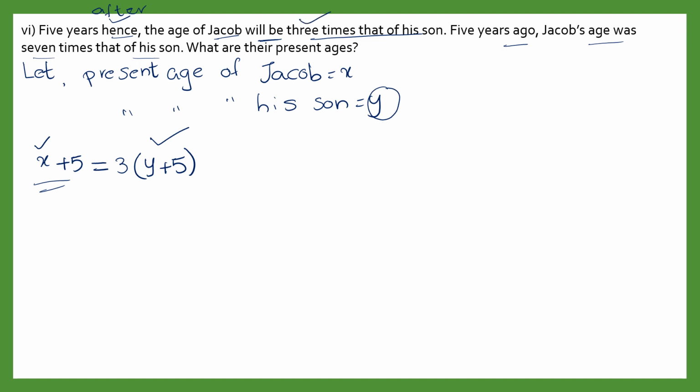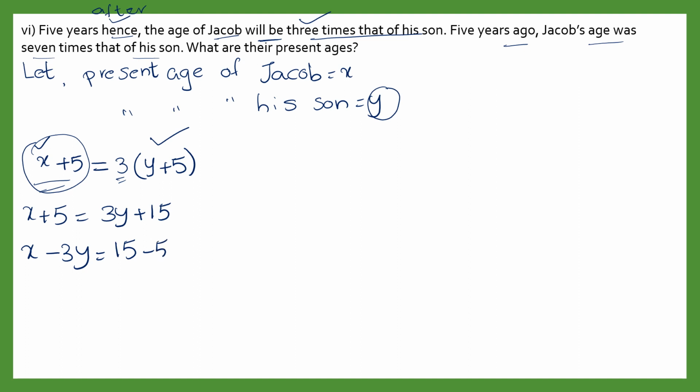They are telling 5 years from now, Jacob's age will be 3 times. 3 times means multiplication. This is Jacob's age after 5 years, x plus 5, will be 3 times the age of his son after 5 years. So 3 into y plus 5. If you solve, you will get x plus 5 is equal to 3y plus 15. x minus 3y is equal to 15 minus 5. So x minus 3y is equal to 10.